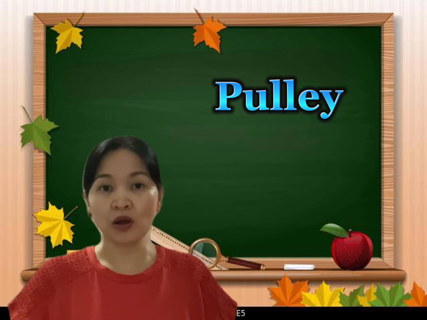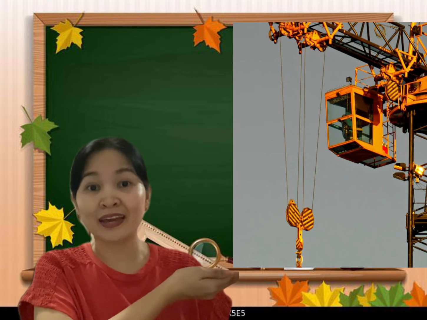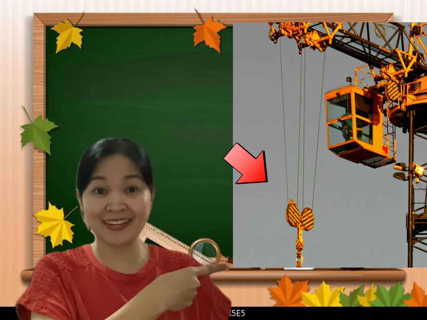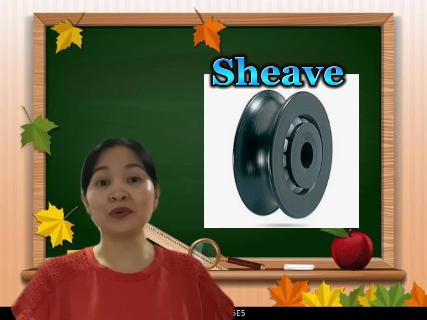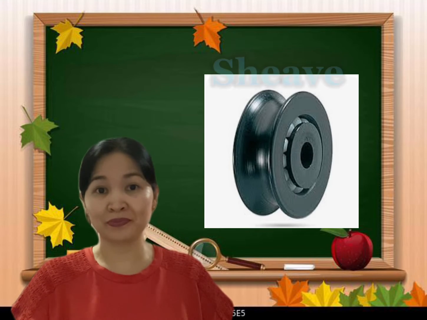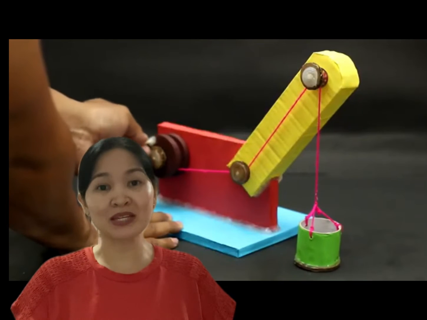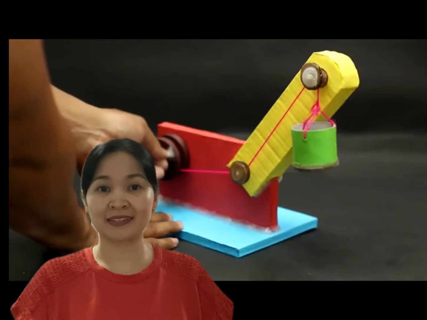The third example of simple machine is a pulley. Can you spot a pulley in this picture? It's here. Very good. A pulley is a wheel that carries flexible rope, chain, cord, cable, or belt on its rim. A grooved rim is called sheave. Let's watch this video to know more about pulley.